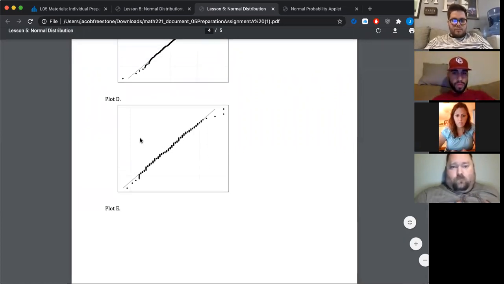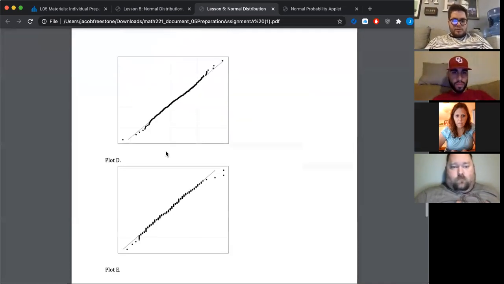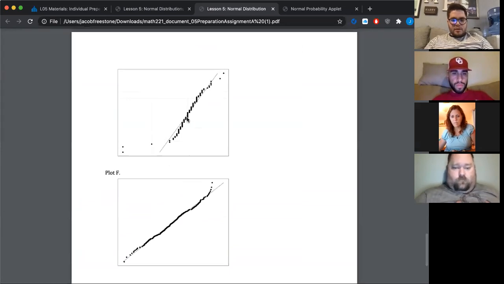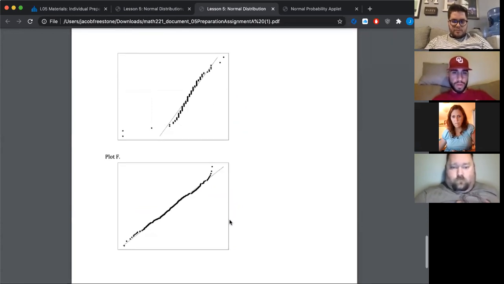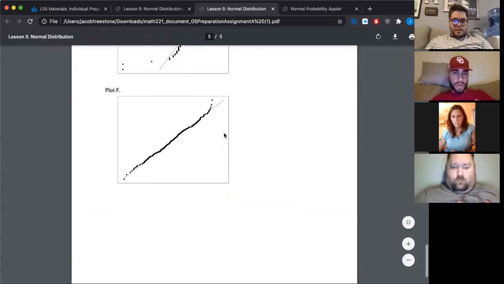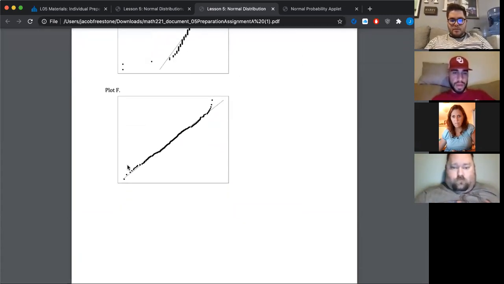Okay, so D was normal, and then plot E is not normal. It's too curvy, because it's bowing out. There are some outliers out here and up here. Then F wouldn't be enough to be not normal. I would say it's pretty normal. Yeah, cool.